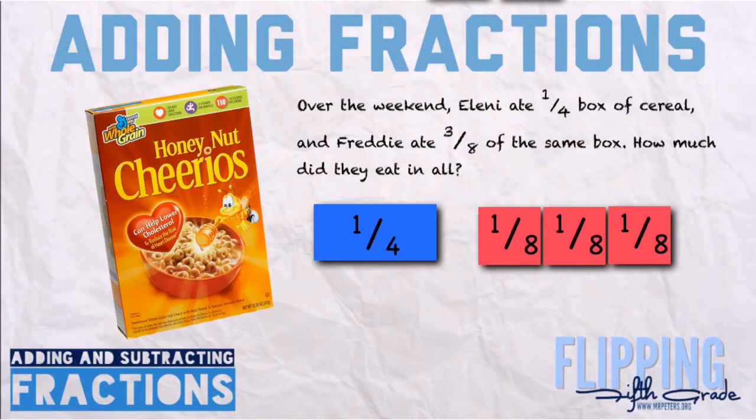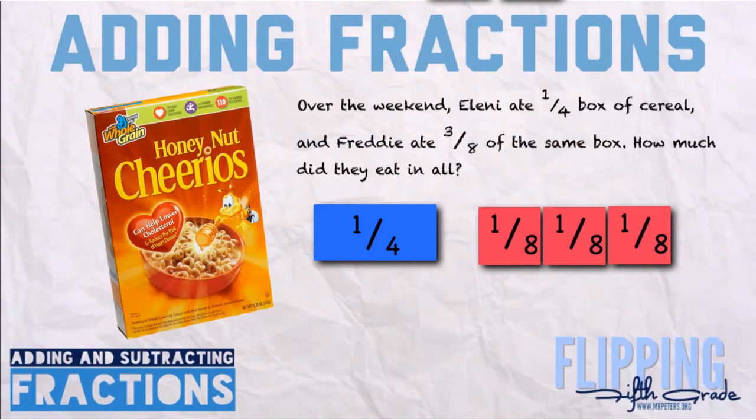So over the weekend, Eleni ate 1/4 box of cereal. Freddie ate 3/8 of the same box. How much did they eat in all? Well, our clue words are in all. That means add. So when we look, we have 1/4 and 3/8. We can't add these together because the denominators are not like denominators.